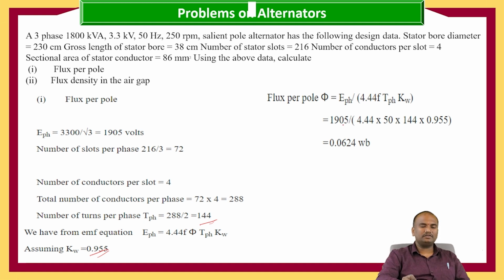Here E phase is equal to 1905, which we got. So 1905 by 4.44 into 50 into T phase, which is 144, into kW, which is 0.955, which is equal to 0.0624 Webers.